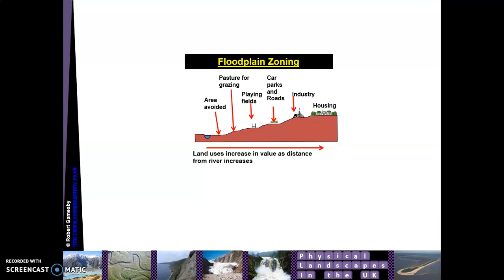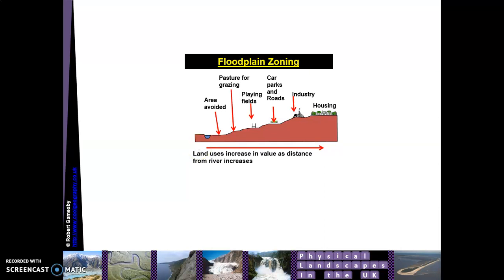But what has started to happen over the past 50 to 60 years is people started to realise that if we work with nature, we can actually reduce the risk of flooding and the damage and the cost of flooding. And so floodplain zoning, as you can see on this diagram, is basically where you've got the river. And obviously around the river you've got the floodplain. Well, the floodplain isn't entirely flat. It does have a slope to it.